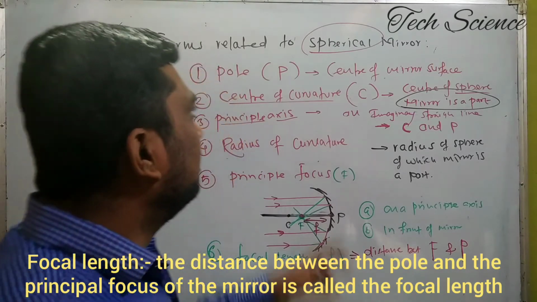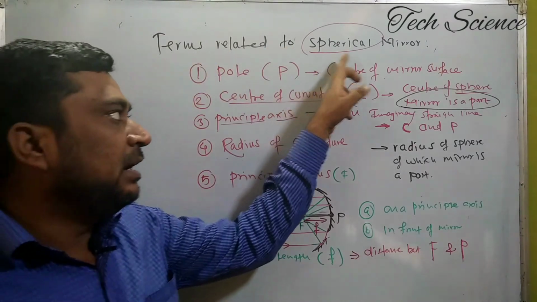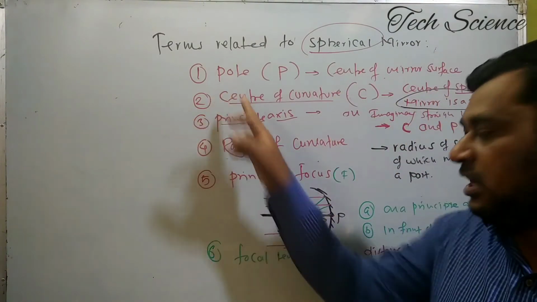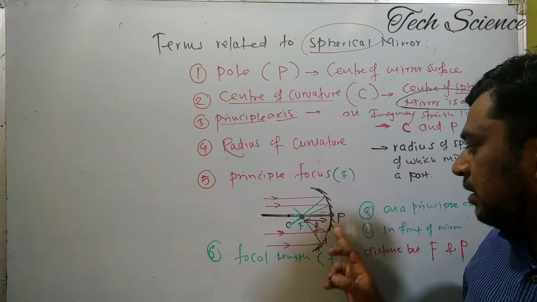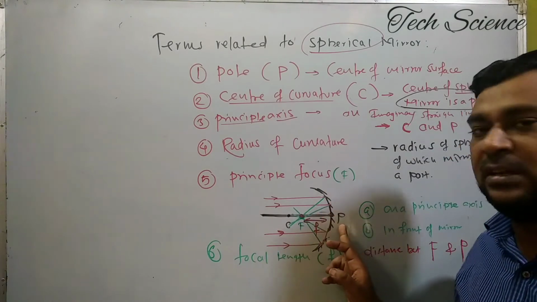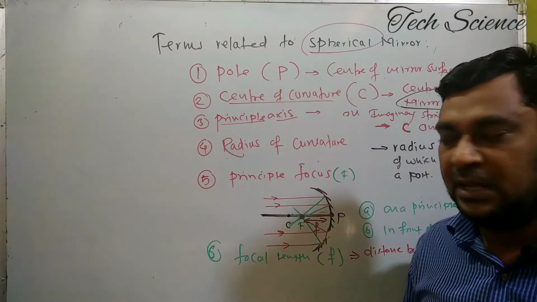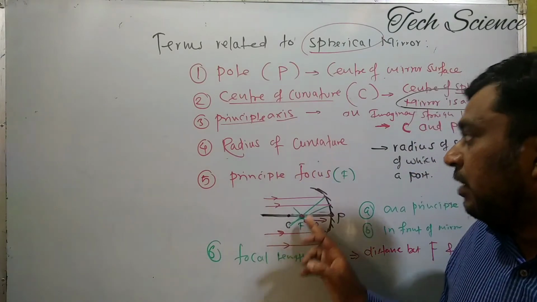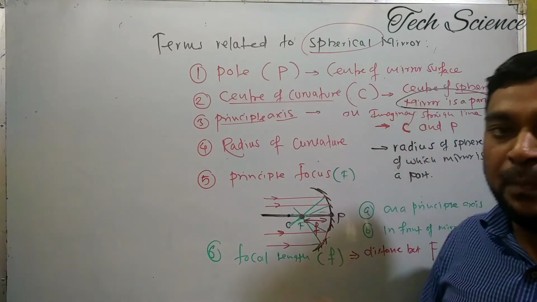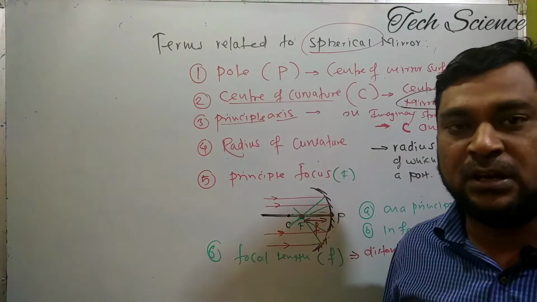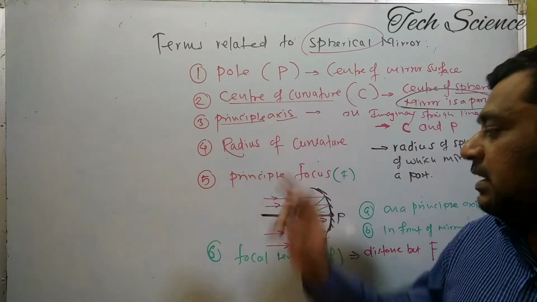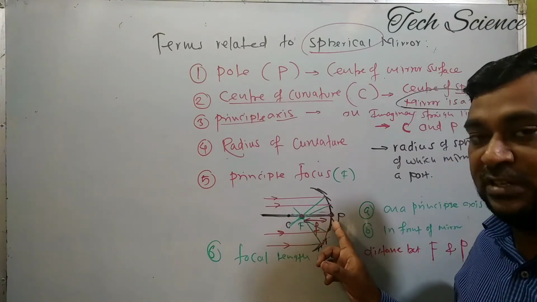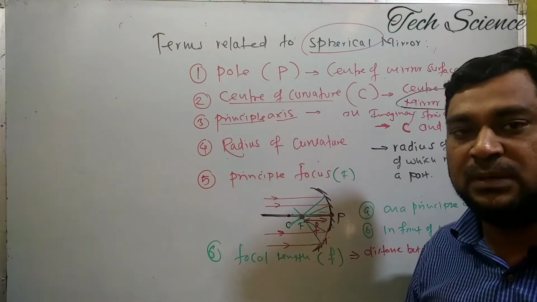So these are the 6 terms related to spherical mirrors. Which are the 6 terms? Number 1, pole. What is the pole? The center of the mirror surface, or the midpoint of the mirror surface. Center of curvature is the center of the sphere that we drew, but the mirror should be a part of that sphere. What is the principal axis? An imaginary straight line passing through the center of curvature and the pole.